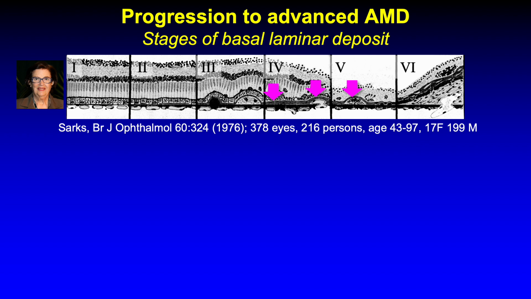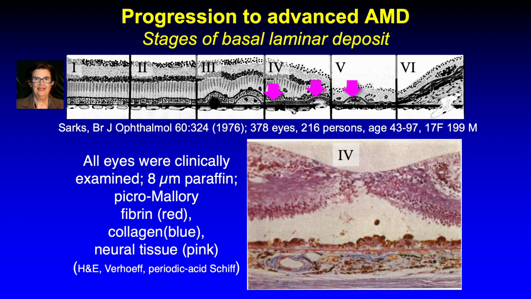It was especially prominent in intermediate AMD and stage 4, and persistent in atrophy, stage 5. Now, her judgments were based on a large sample of clinically characterized eyes from residents for whom she was the ophthalmologist in a retirement home. She used state-of-the-art paraffin section histology and principally the Picro-Mallory trichrome stain, which stains 3 tissue elements. As you can see, the photomicroscopy and journal reproduction quality has continued to improve since this seminal paper in the mid-70s.